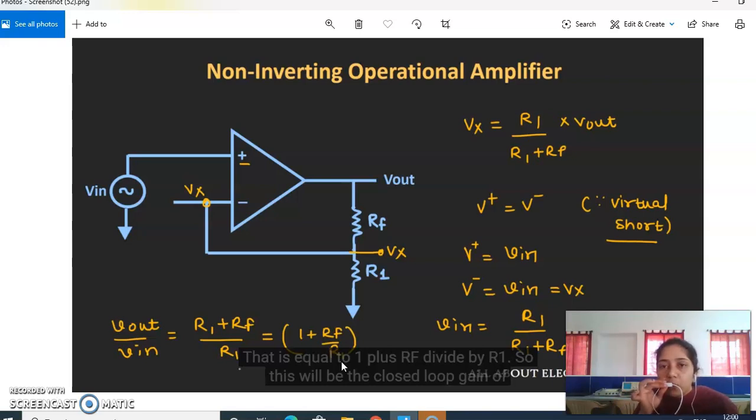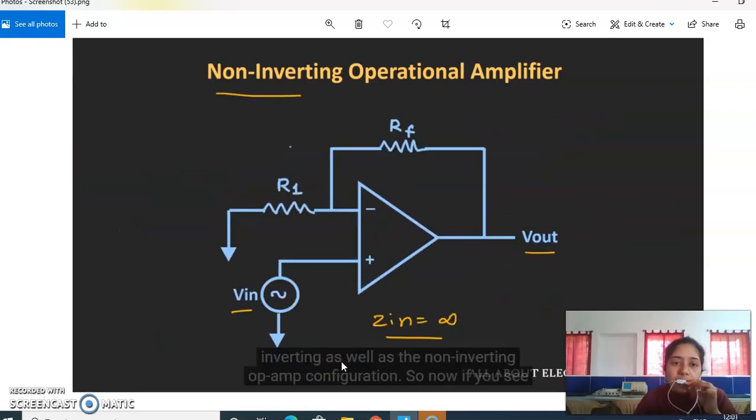But in the case of the inverting operational amplifier, Vout equals minus RF by R1 into Vin. So here the output and input of the op amp are out of phase with each other, that is, 180 degrees out of phase. Whenever the input is some positive value, like Vin equal to 2 volts, the output is the phase reversal of the input voltage, that is, minus of something. In the case of the non-inverting operational amplifier, both the input voltage and output voltage are in phase with each other.